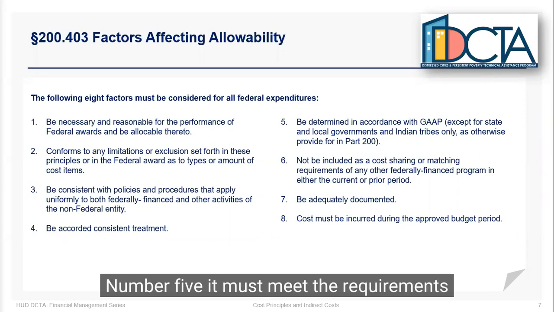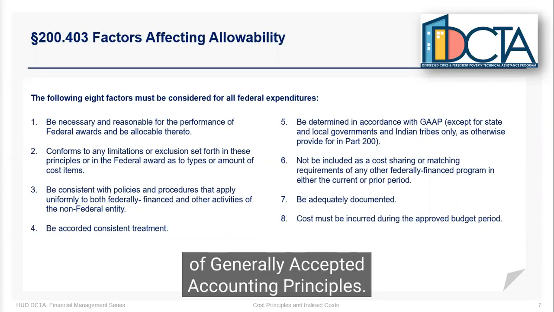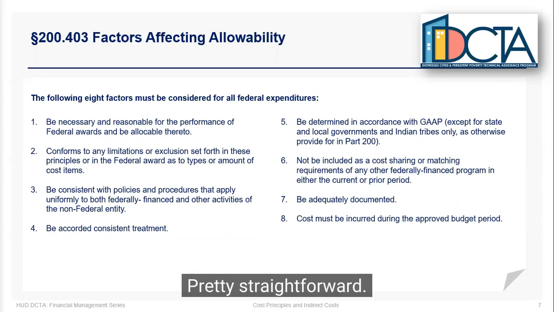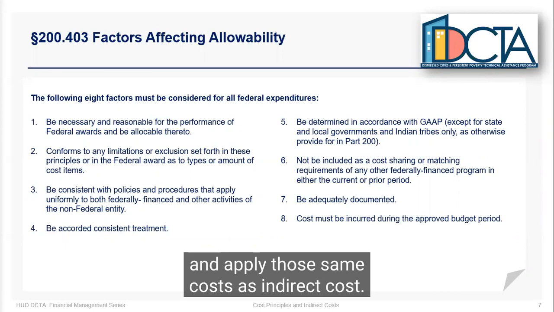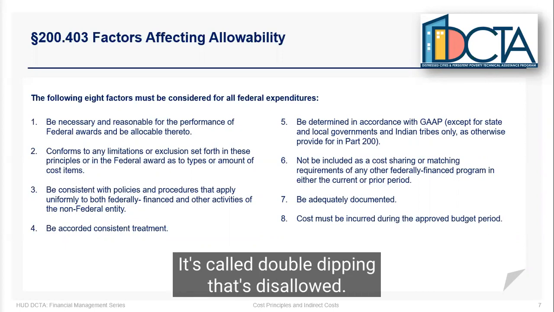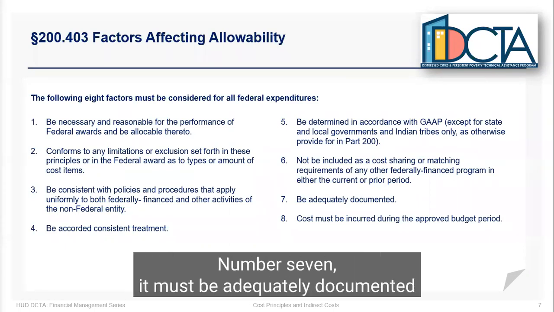Number five, it must meet the requirements of generally accepted accounting principles. Pretty straightforward. Number six, the recipient cannot pledge expenses incurred as cost sharing or match and apply those same costs as indirect costs. That's called double dipping. That's disallowed. Number seven, it must be adequately documented.